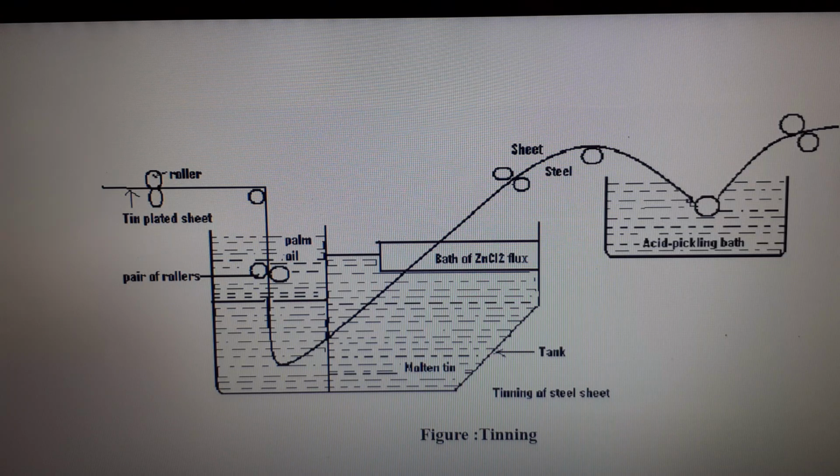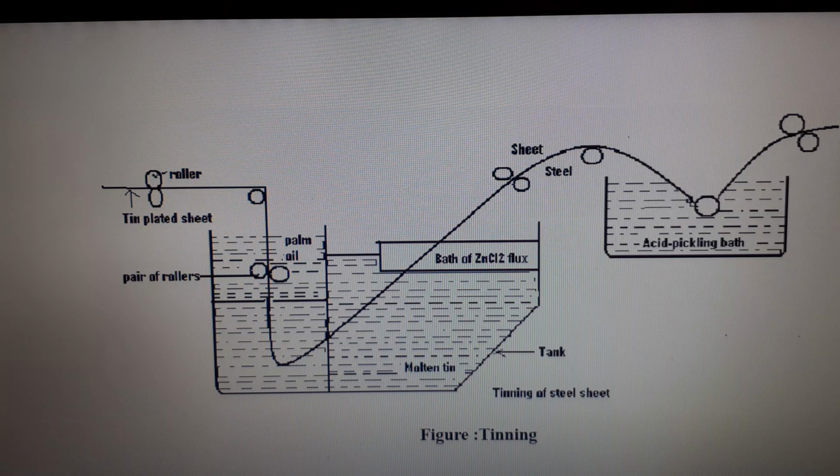Next, this sheet is passed through a tank of molten tin, and finally through a series of rollers for a uniform surface, and then palm oil. The palm oil protects the hot tin-coated surface against oxidation. Always remember, what is the role of palm oil? It stops the further oxidation of the tin. The rollers remove the excess tin and produce a thin film of uniform thickness on the steel sheet.